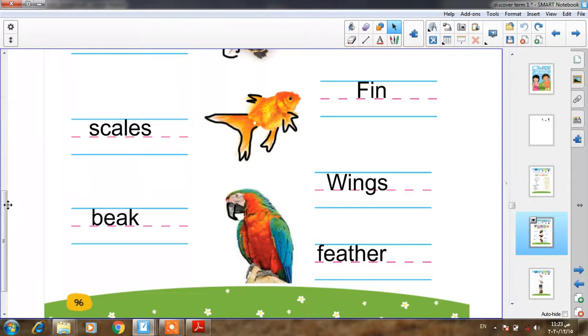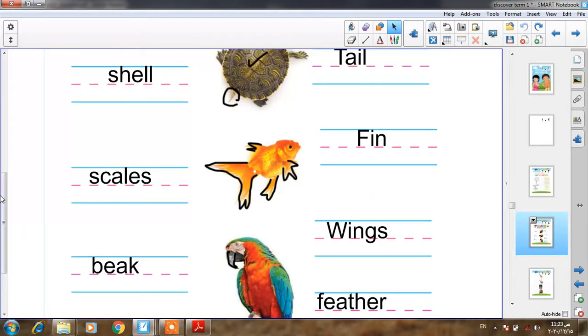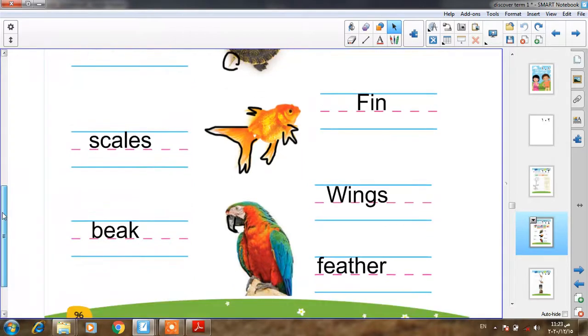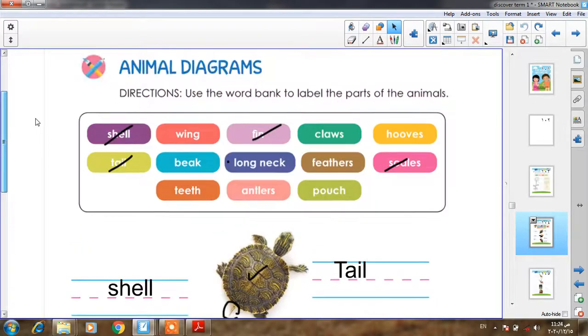Please write this with me. So we said that the turtle has shell and tail. And this fish has scales and fin. And this parrot has wings and feathers and beak.